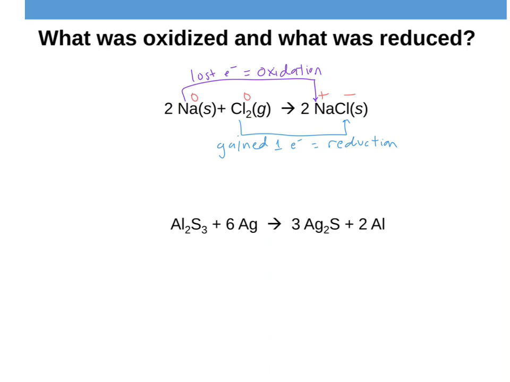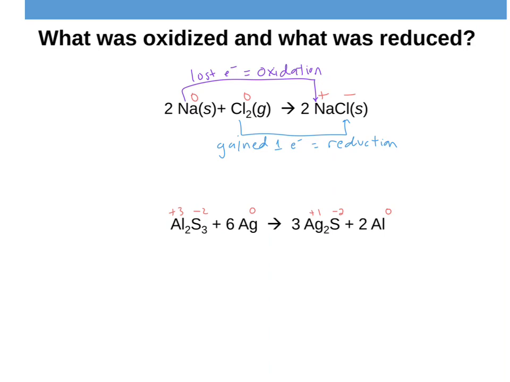If I go to the second one, same thing. This one's a little more complicated, but not too much. First, I have a compound, so I'm going to follow those same sorts of rules. It's an ionic compound, so I can just say that sulfur is -2 and aluminum is +3. And I've got silver as an element, so that's 0. Then I have silver 1 sulfide, so that would be a -2 and a +1. And then aluminum is an element, so that's 0. So you can see how being able to determine these oxidation numbers quickly is really going to help you out when you're trying to answer these questions.